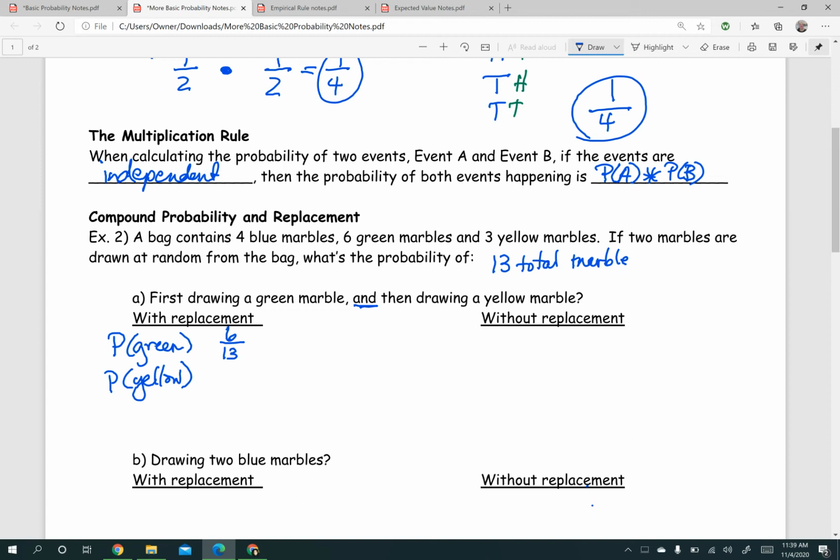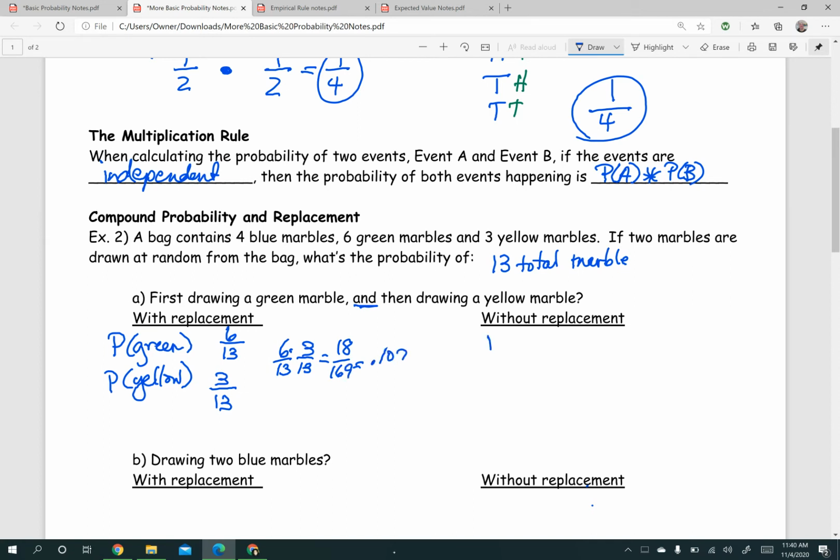Now, with replacement means I took a marble out, I take that marble, and I put that marble back into the bag. So there's still 13 marbles in the bag. So when I go to draw the yellow marbles, there are three yellow marbles in the bag. So I can multiply 6 over 13 times 3 over 13 to get 18 over 196, or that's not 196, sorry, that's 169, or 0.107.